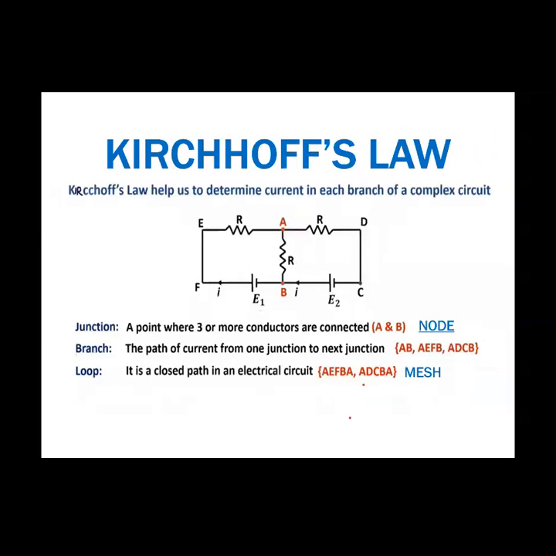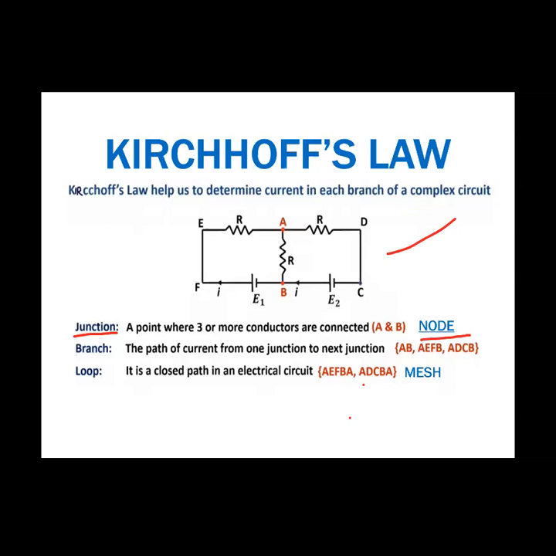Before starting with Kirchhoff's law, we should know a few terms. So Kirchhoff's law, what does it do? It helps us to determine the current in each branch of a complex circuit. So how much current is flowing in each branch, we can calculate with the help of Kirchhoff's law. Now what is a branch? That I am going to tell you, right? Suppose the circuit given to us is this. Now let's start with the first point, that is junction, also known as node.